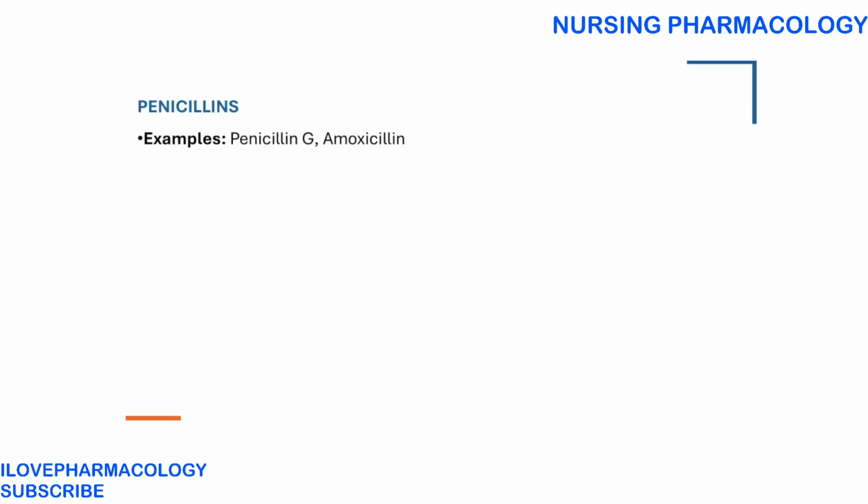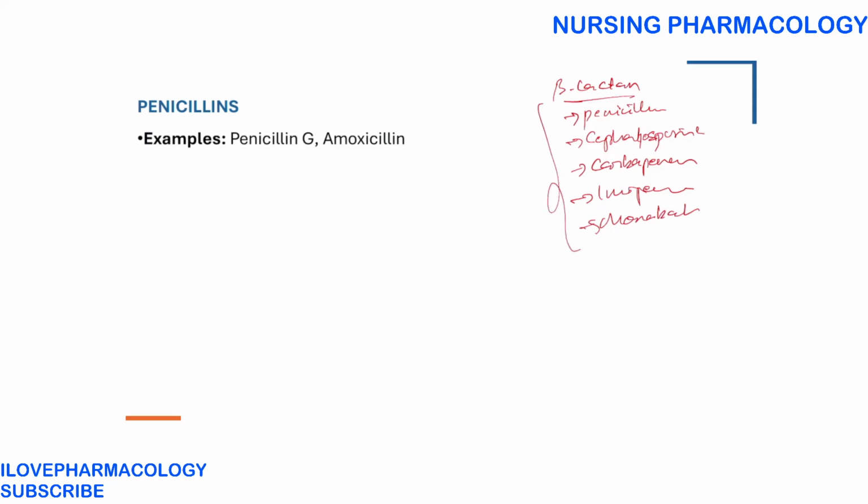So next, coming to the penicillins, which are the beta-lactam group of drugs. Under beta-lactam, please remember you have the penicillins, you have cephalosporins, and you have carbapenems, you have imipenem, etc. Monobactams, etc. All these are cell wall synthesis inhibitors.